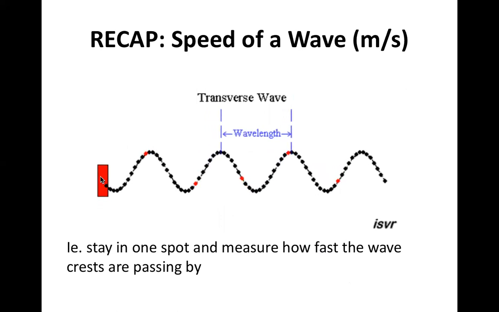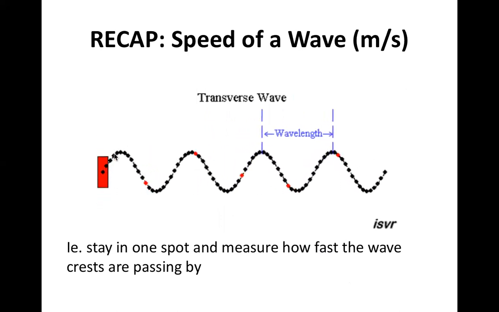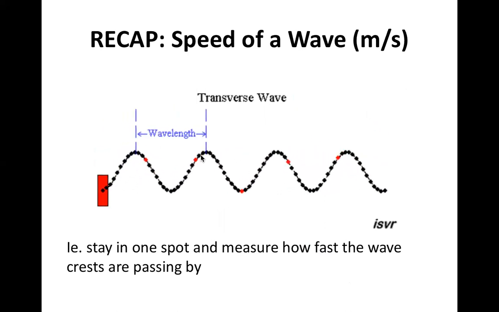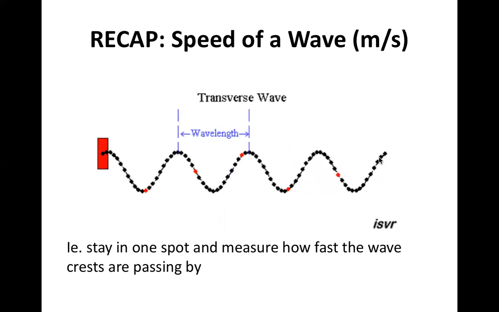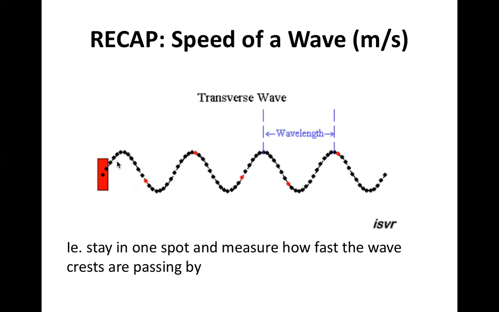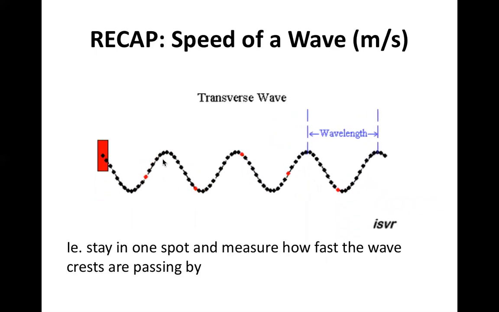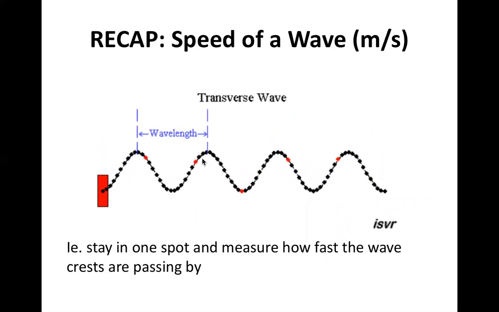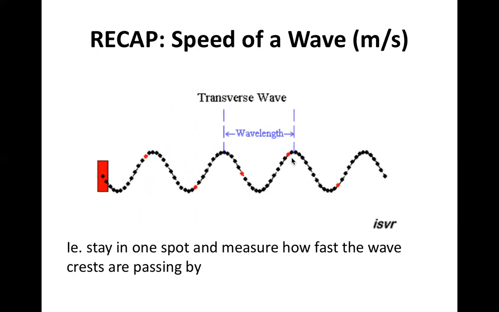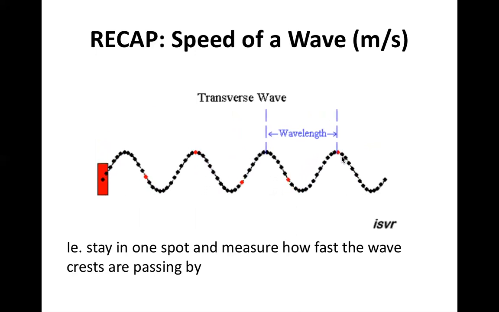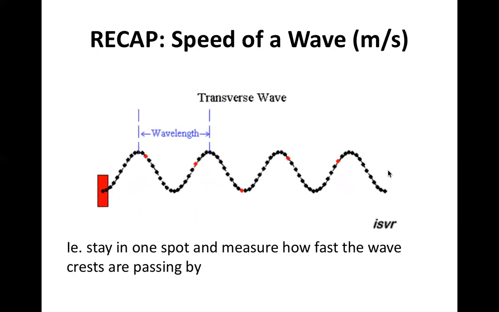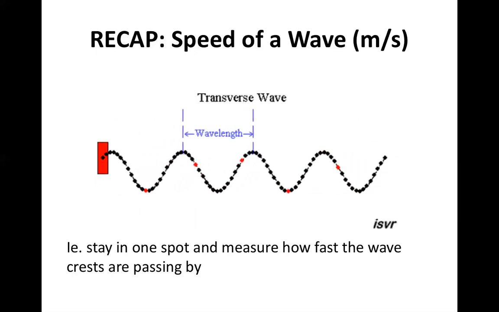So if this end sends out a crest, we could measure how much distance is from here to the end, and we could track that crest, press a stopwatch on, and then check how long it takes. So I'm trying my best with the mouse, with the cursor, to trace this crest. And then I would press stop on my stopwatch as soon as it gets to that point. So that distance divided by that time is the wave speed.